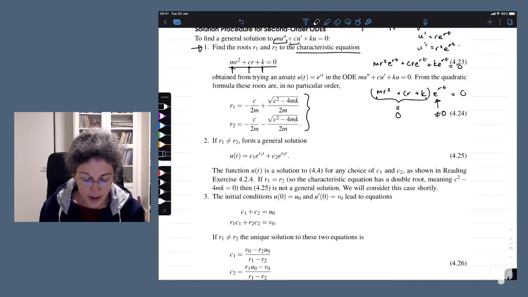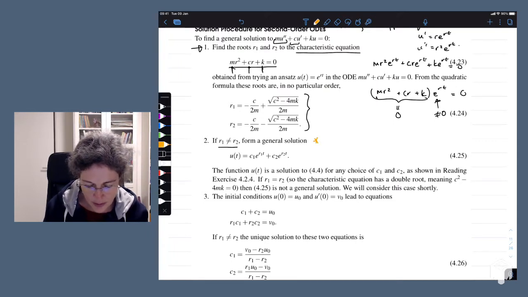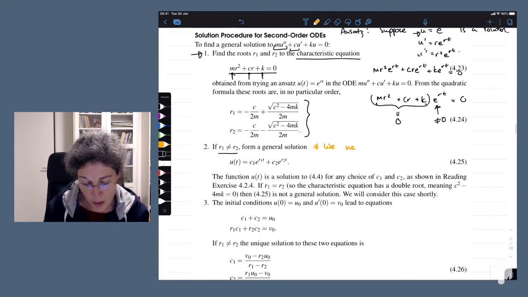Now the important thing here is in step 2, we're assuming that our roots are not equal. So a little note here is this technique doesn't work if r1 equals r2, so if we have equal roots. So we need to deal with r1 equal to r2.